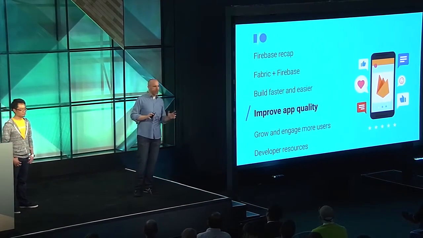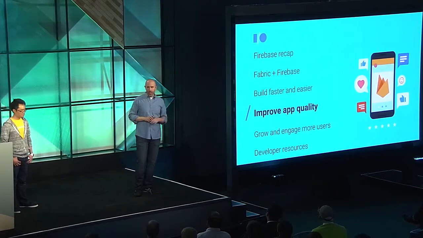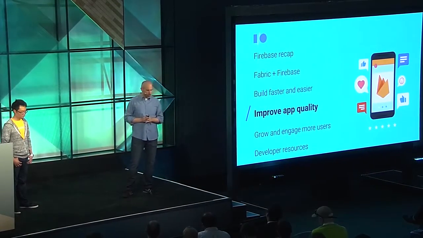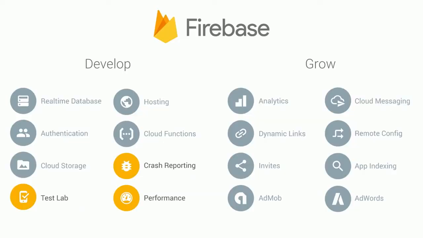All right, the next section we want to run you through is app quality. This is critical. No one wants their user sessions interrupted with a crash or poor performance. And in fact, over 50% of the poor app ratings we see in the Play Store come from quality-related issues. So we have 3 products focused in this area: crash reporting, test lab, and performance.